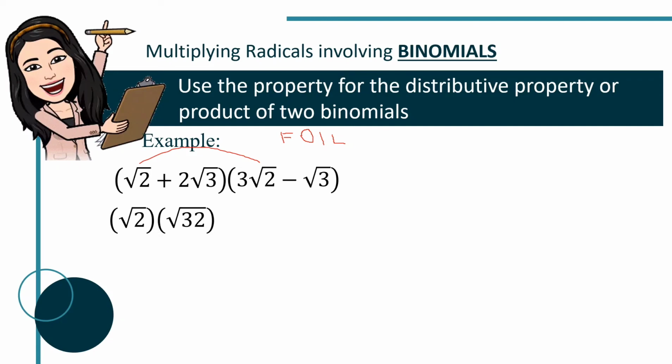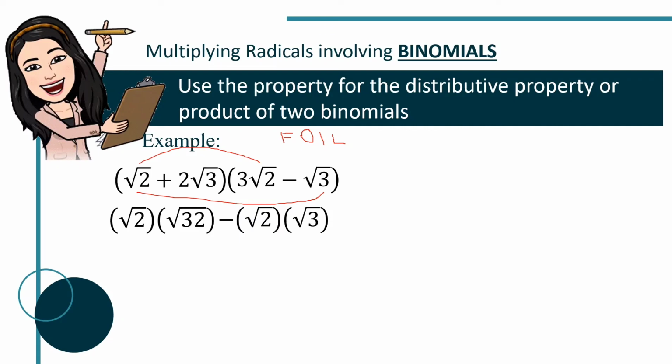Okay? Next, the outer terms. Okay, ito yan. So, we need to multiply square root of 2 times negative square root of 3. So, that would be negative square root of 2 times square root of 3. Pinag-multiply lang muna. Mamaya natin isi-simplify, okay?